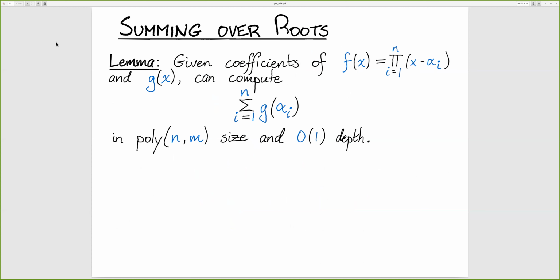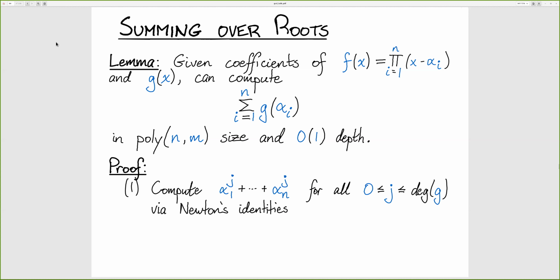Say I give you the coefficients of f and g, and I ask you to compute this quantity. The roots of f are these alphas, and I want you to evaluate g at each root of f and give me the sum of these evaluations. Of course, you could try to factor f and then compute each of these values explicitly and sum them up. I want you to do this in constant depth in a very, very fast parallel manner. How can you do this?